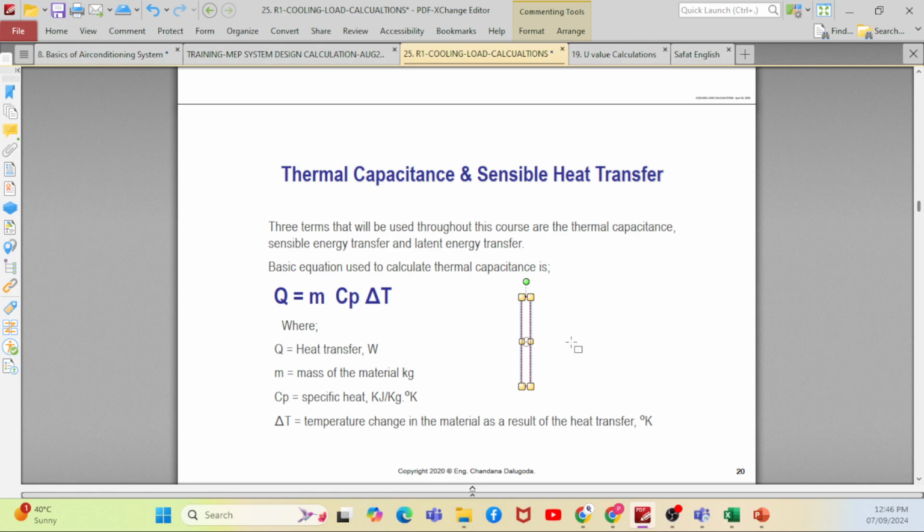What is the change in temperature you want? Depending upon that, you are going to calculate the heat transfer, right? For example, if I have 46 degrees Celsius and I want to bring it to 40 degrees Celsius, then I need less energy. There is less energy required. If I have to bring it from 46 to 24, then I need more energy. That is the way you calculate the heat transfer.